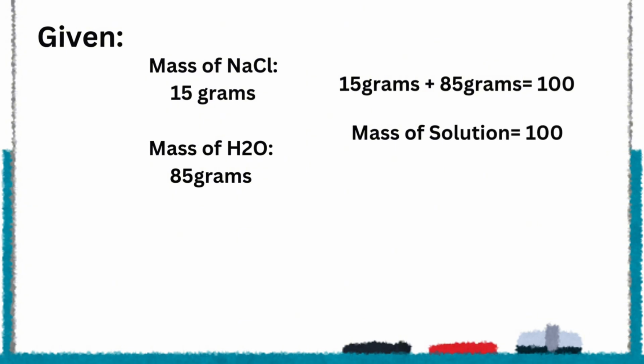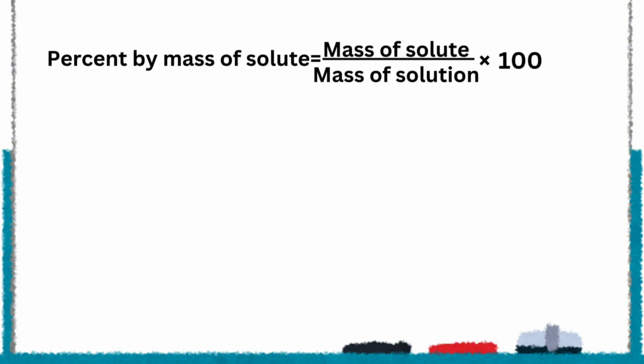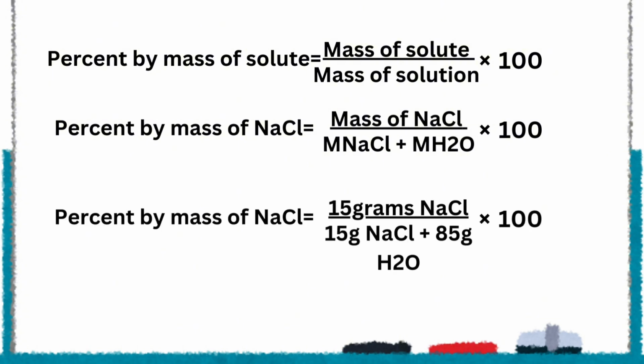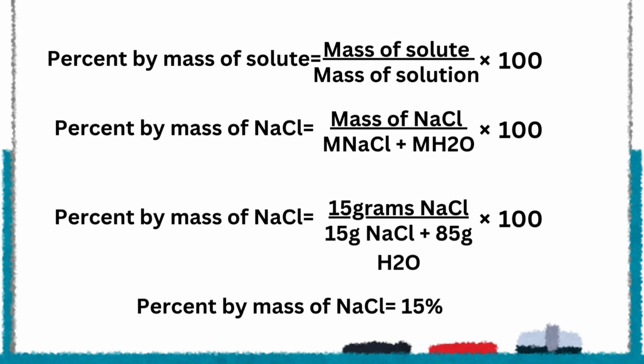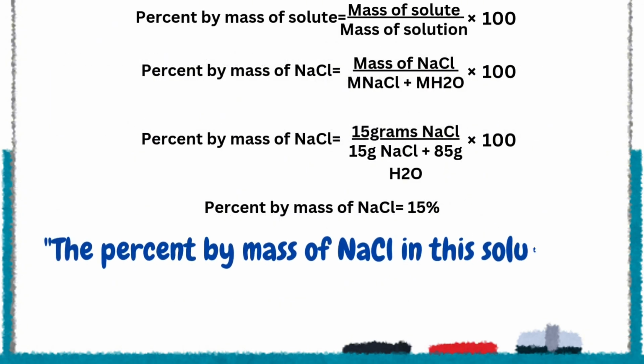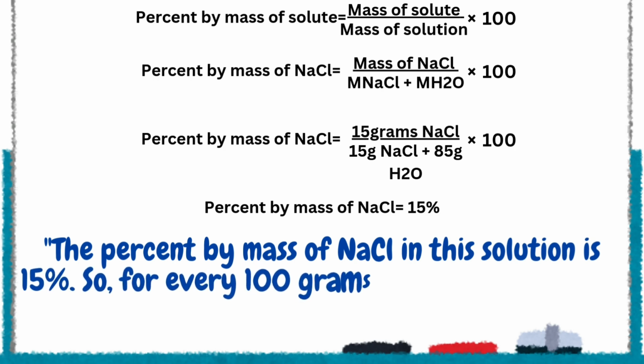Following the equation of percent by mass of sodium chloride, which is mass of sodium chloride over mass of solution multiplied by 100. Now, we just need to substitute the values. Percent by mass of sodium chloride is equal to 15 grams over 100 grams times 100. Therefore, the percent by mass of sodium chloride in the solution is 15%. So, for every 100 grams of solution, 15 grams is sodium chloride.